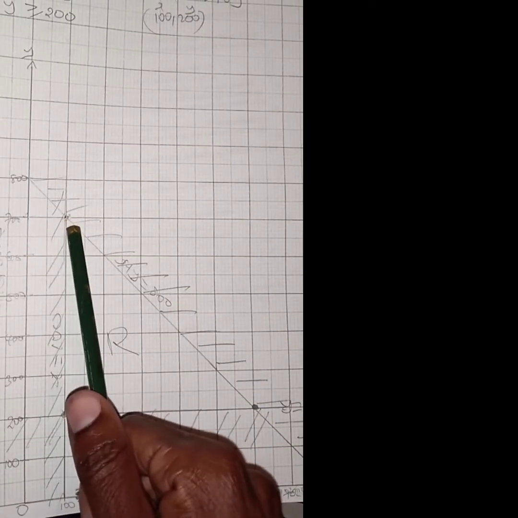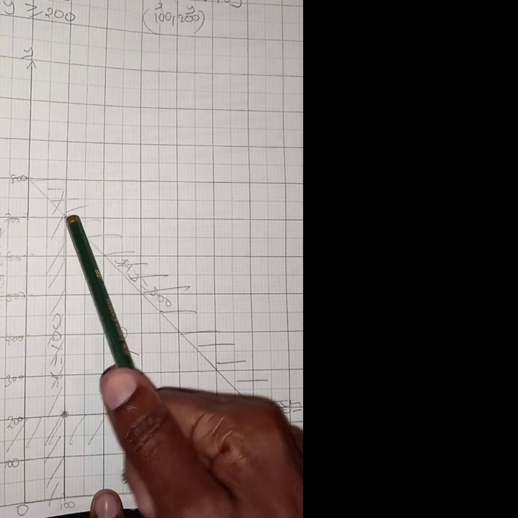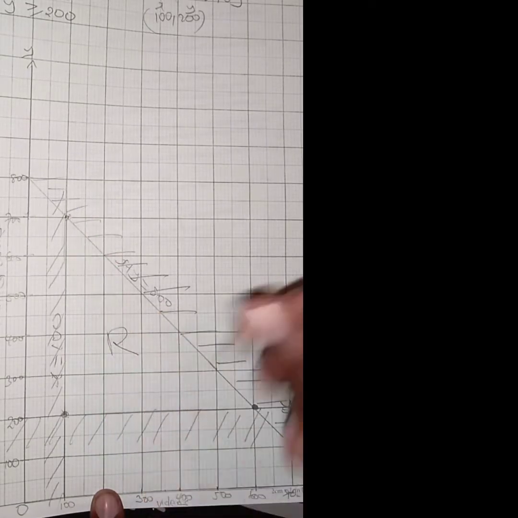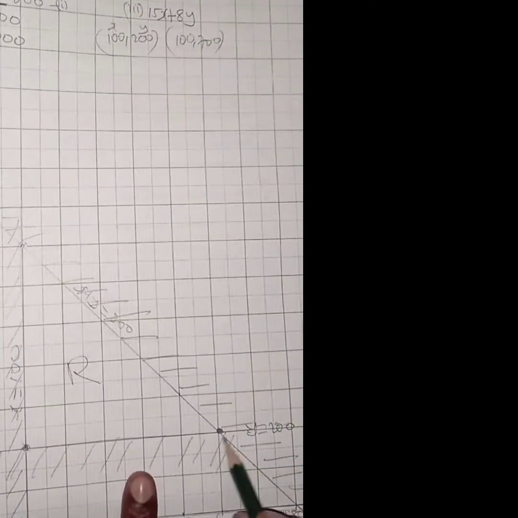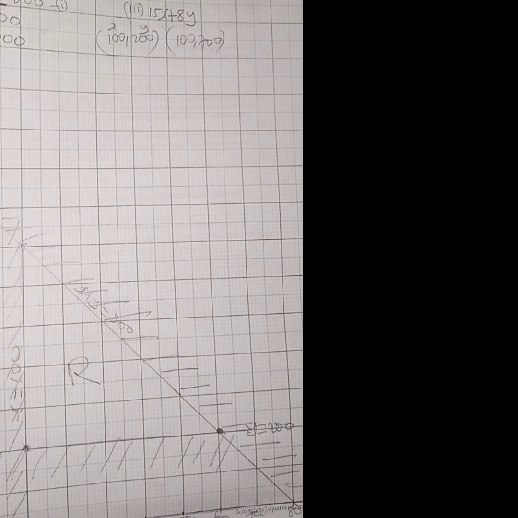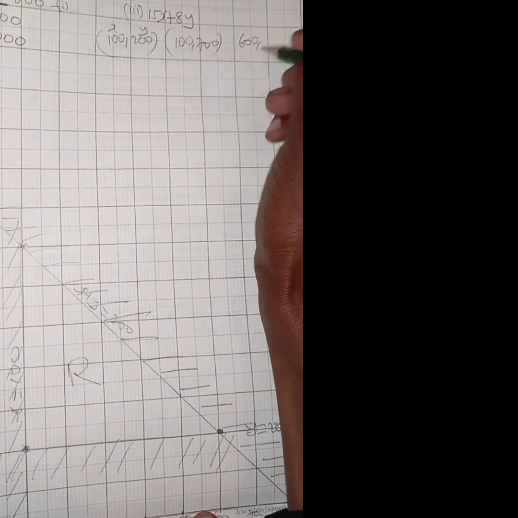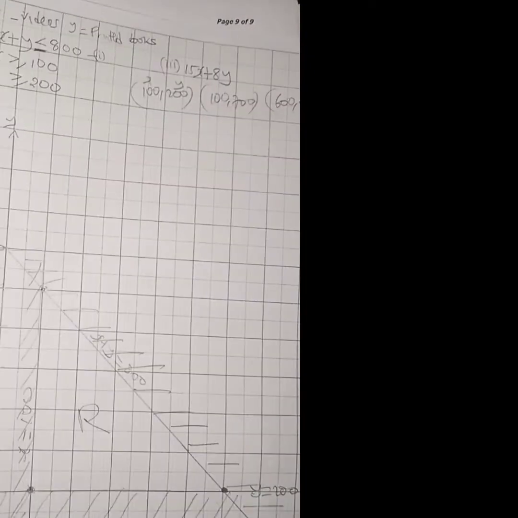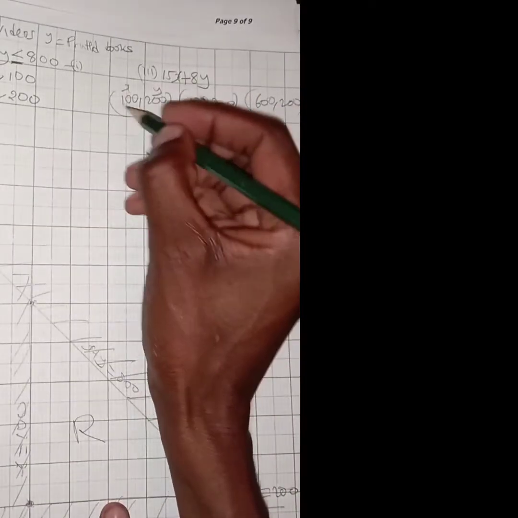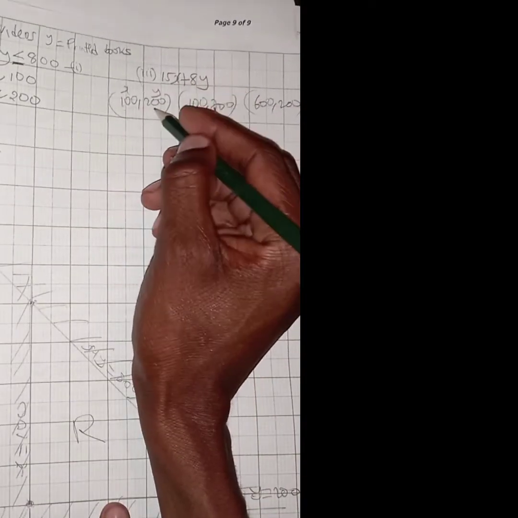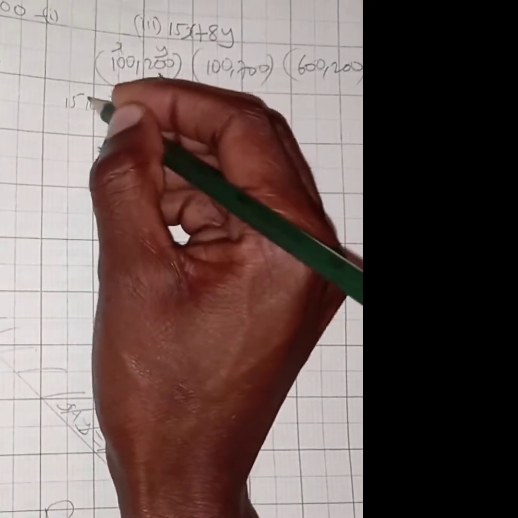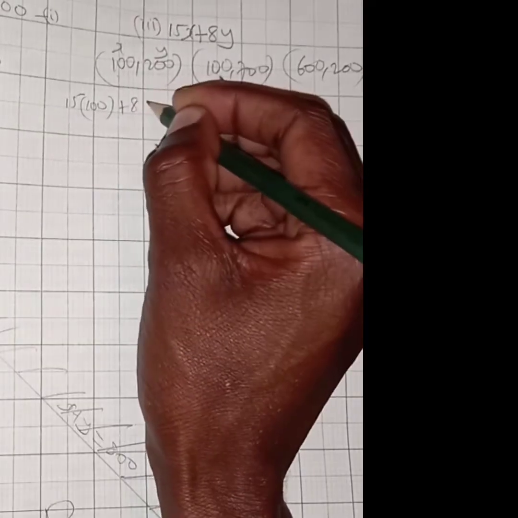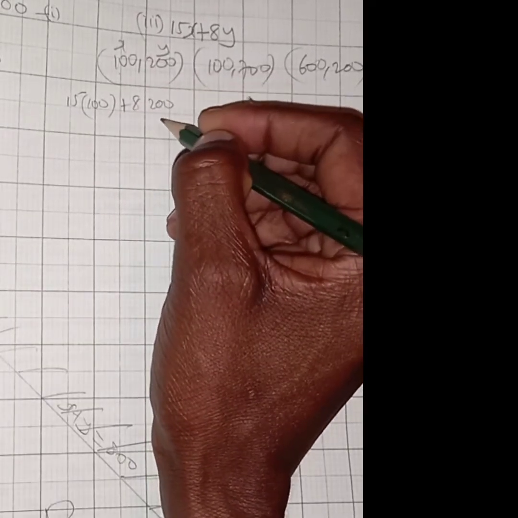Another coordinate on the corner, on the vertex, is here, 100 comma what? 700. You also write it 100 comma 700. Another one is here, which is 600 comma 200, right? So now you replace one by one. Where there's x, you put this, y, you put this throughout. So we do it, 15, x is 100 here, plus 8, y is what? 200.